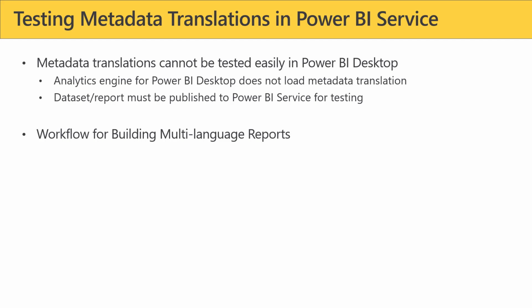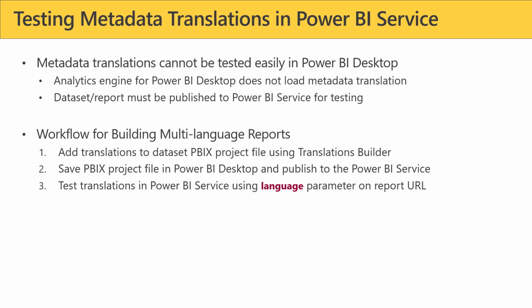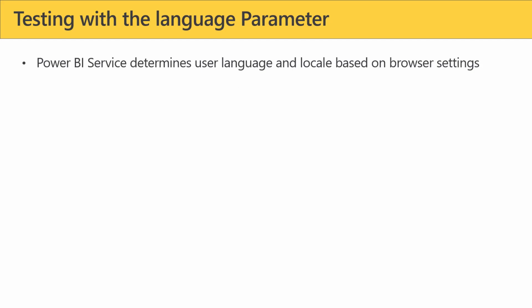So the pattern that we will continually repeat, when you are working on a project to add multi-language support to a Power BI project, is that you will add translations to the data set, using Translations Builder. You will go back to Power BI Desktop, you will save your work, and then you will publish to the Power BI service. Then you will move to the Power BI service and you'll use the language parameter in the report URL to test secondary language 1 and 2 and 3, as you go through and you do your testing. And then this is a process that we just continually repeat.